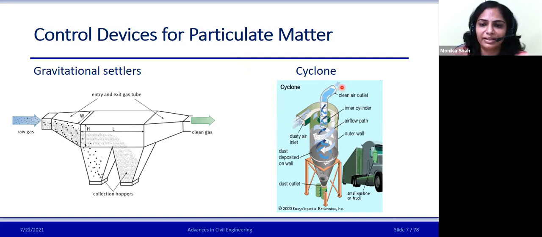Such devices are so easy to use and handle that you could see in this image there is a truck behind, and on this truck such a small cyclone is provided, so that the impurities are generated and captured at the same point. So there is no source of adding pollution into the atmosphere before they are captured.